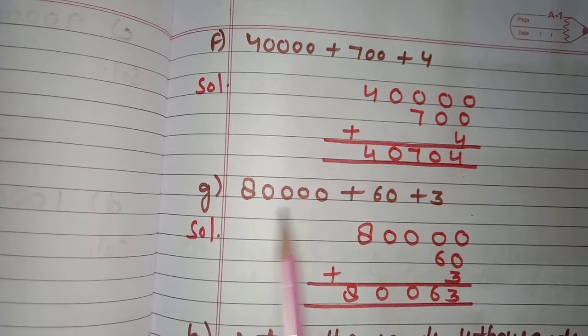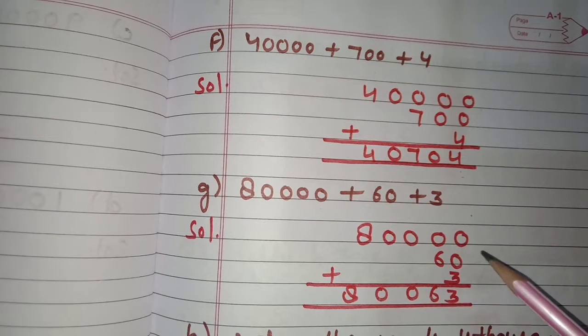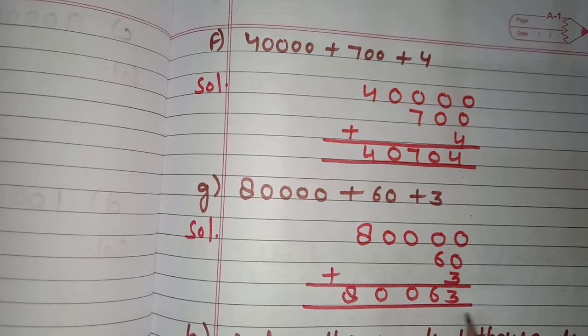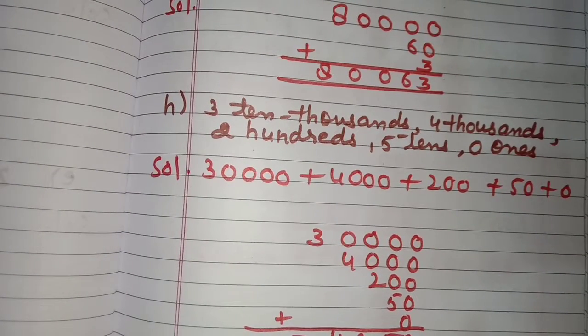Now next is part G. 80,000 plus 60 plus 3. Now again write them in the column form and then add them. You will get the answer 80,063.